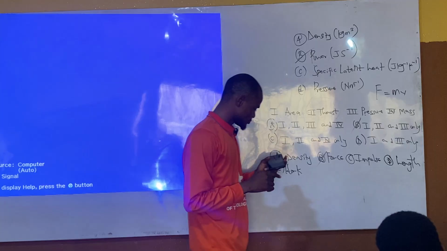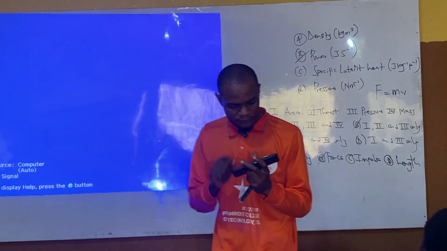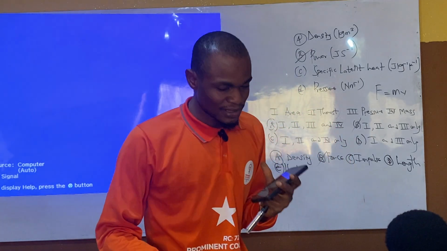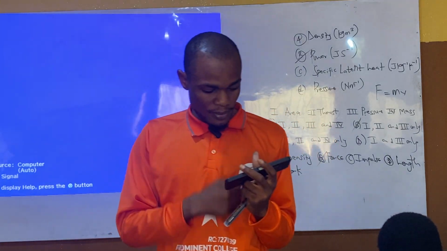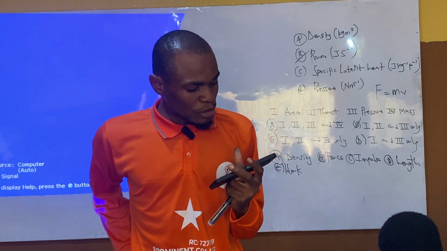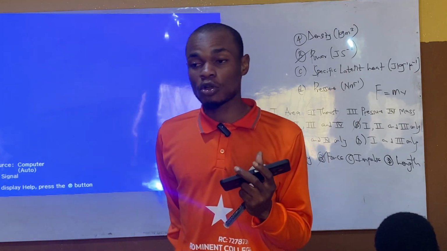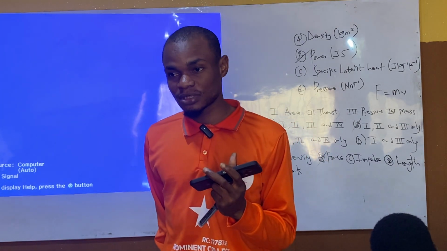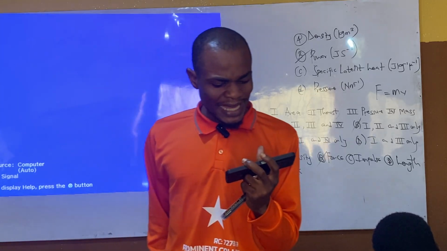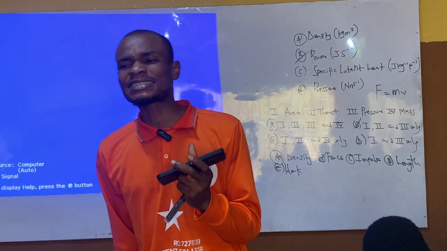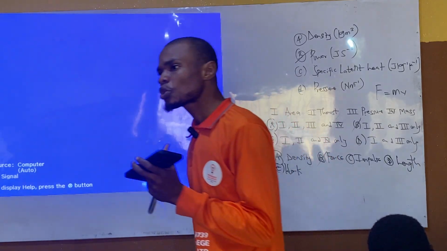Last question. In which of the following physical quantities? Can you see? The exam is very simple. You know what they call physical quantities? Fundamental quantity, derived quantity. In which of the following physical quantities is the SI unit not correctly indicated?